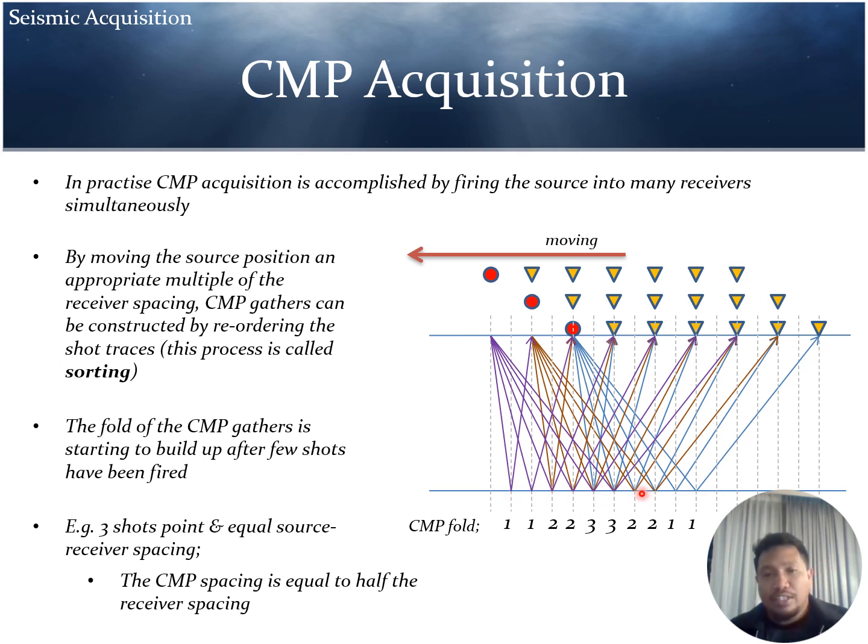So that is the thing that I said earlier. The reflection point spacing is always half of the receiver spacing on the surface, because the distance on the surface is always half, between the source and geophone, or geophone to geophone.